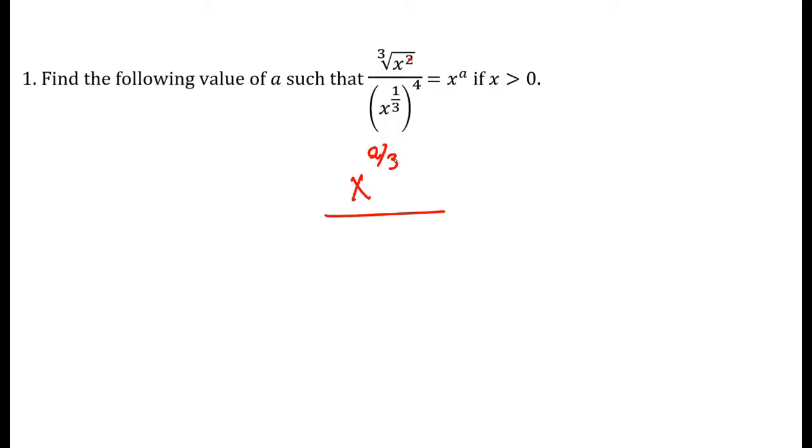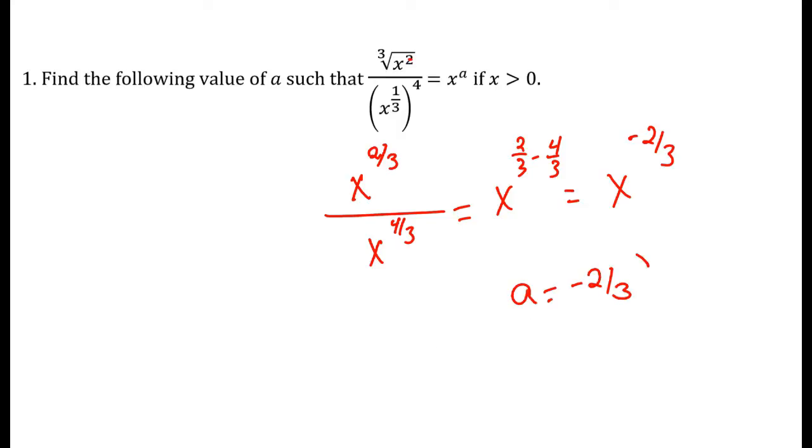And then in the denominator, I'm going to have to use a power to a power property, so I'm going to multiply those and get x to the 4/3. When I divide, I subtract my exponents, so this gives me x to the 2/3 minus 4/3, which gives me x to the negative 2/3. So what is the value of a? A equals negative 2/3. That's the magic number for which that expression is equivalent to x to the a.